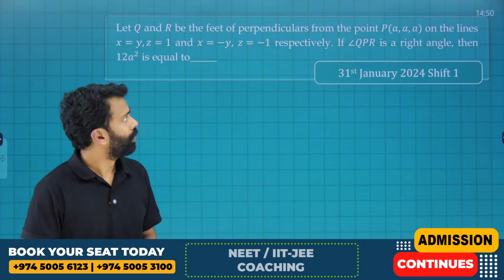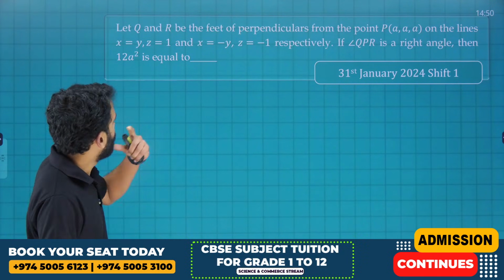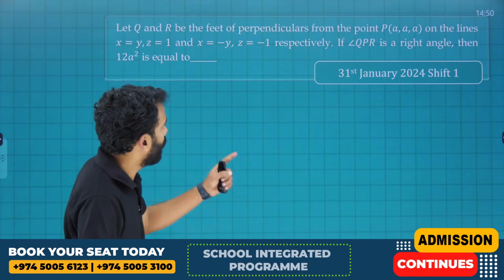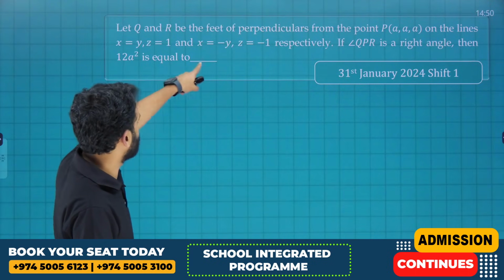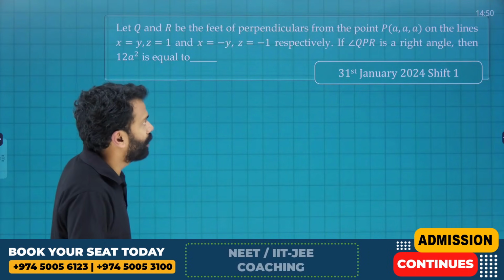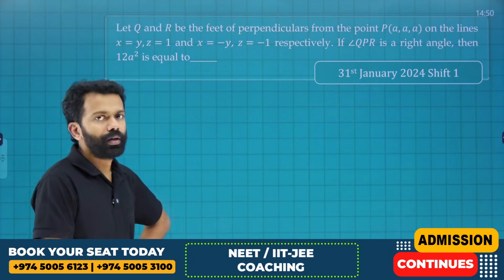Next question. Integer type. Let Q and R be the feet of the perpendiculars from the point P(a, a, a) on the two given lines respectively. If angle QPR is a right angle, then 12a square is equal to.